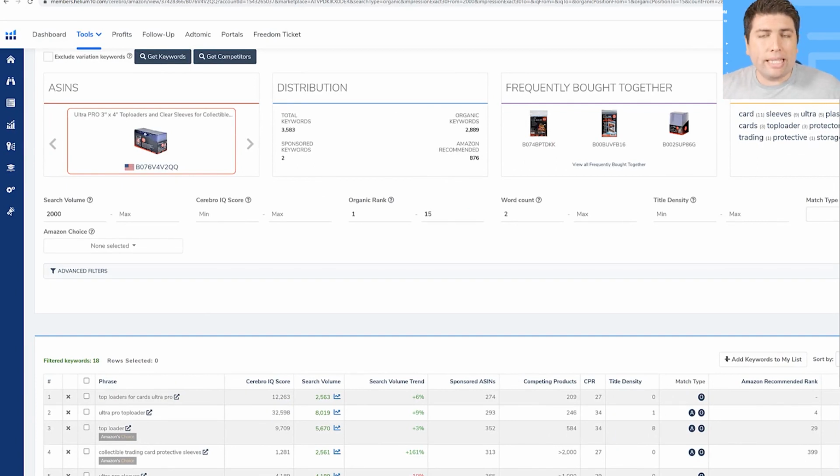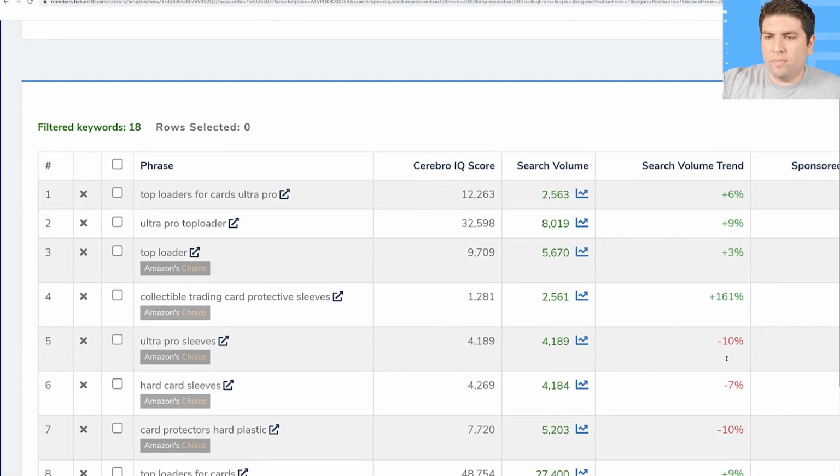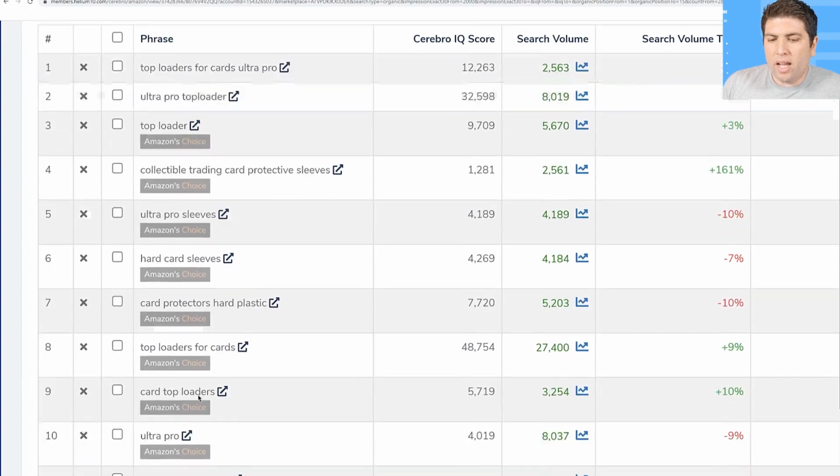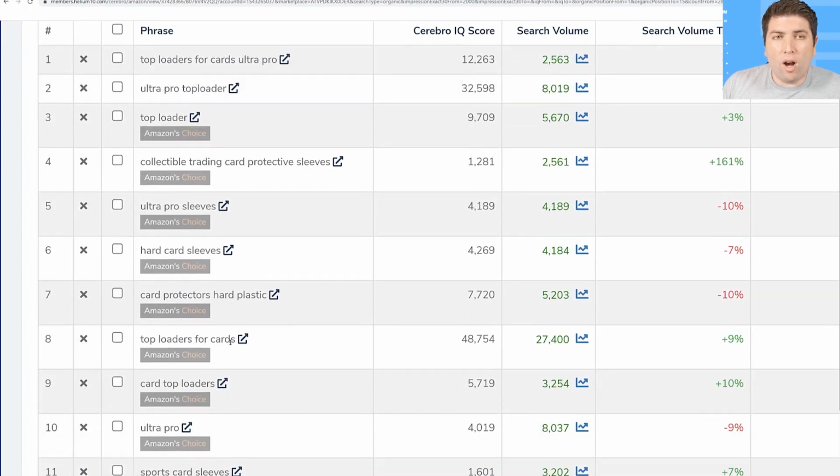Now, let's take a look at some of these keywords. Top loader. Collectible trading card, protective sleeves. All right. Top loaders for cards. Let's take a look at this keyword. Top loaders for cards. This keyword, unlike that other keyword that we saw that was only 63 search volume, look at the search volume here. 27,400.